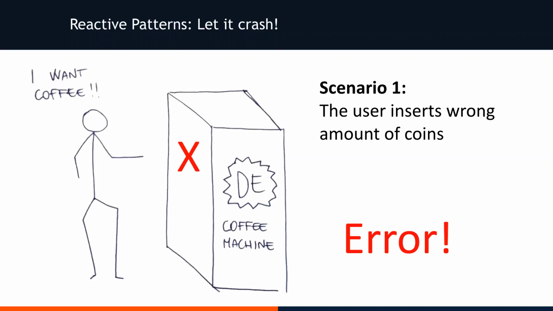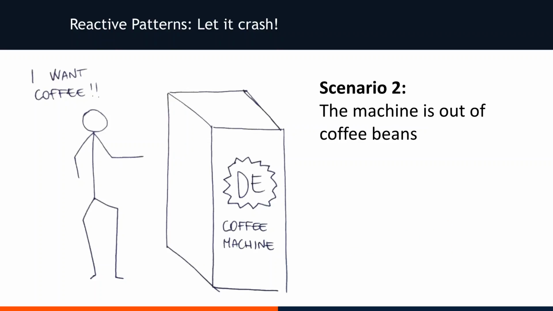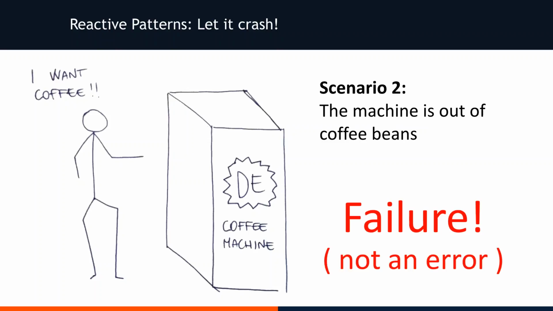Fine. But how about scenario number 2? The machine is suddenly out of coffee beans. This is a failure. It's not an error. It's not the user's fault. It's some state that in principle shouldn't happen. The machine should always be able to serve coffee.